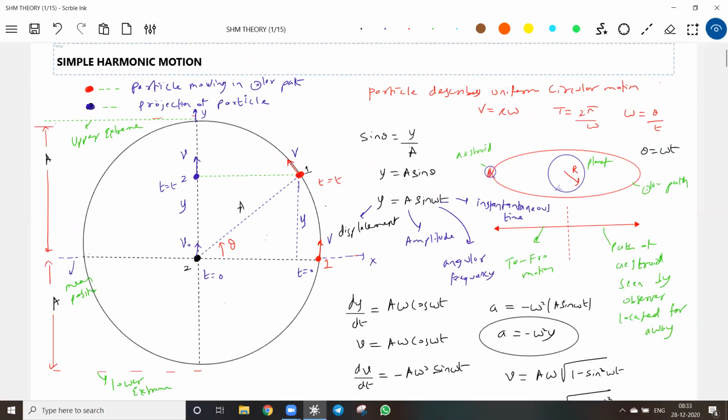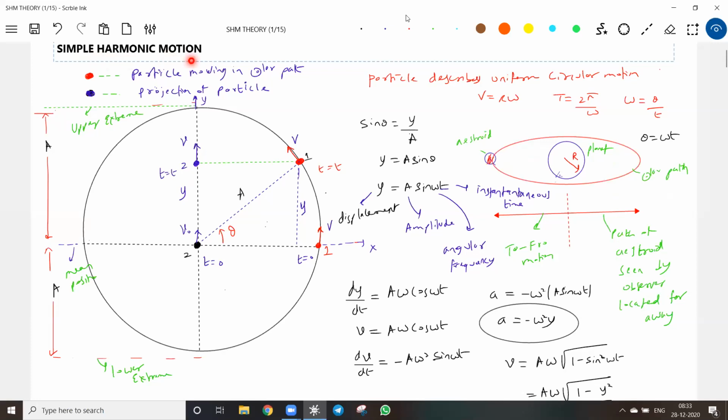Now, why is the name of the chapter simple harmonic? Look at the displacement of the shadow, or the displacement of the particle describing to and fro motion. It varies sinusoidally. Speed also varies sinusoidally. Look at acceleration, it also varies. Next, I'll bring in kinetic energy, it also varies harmonically. So all the quantities are varying harmonically.